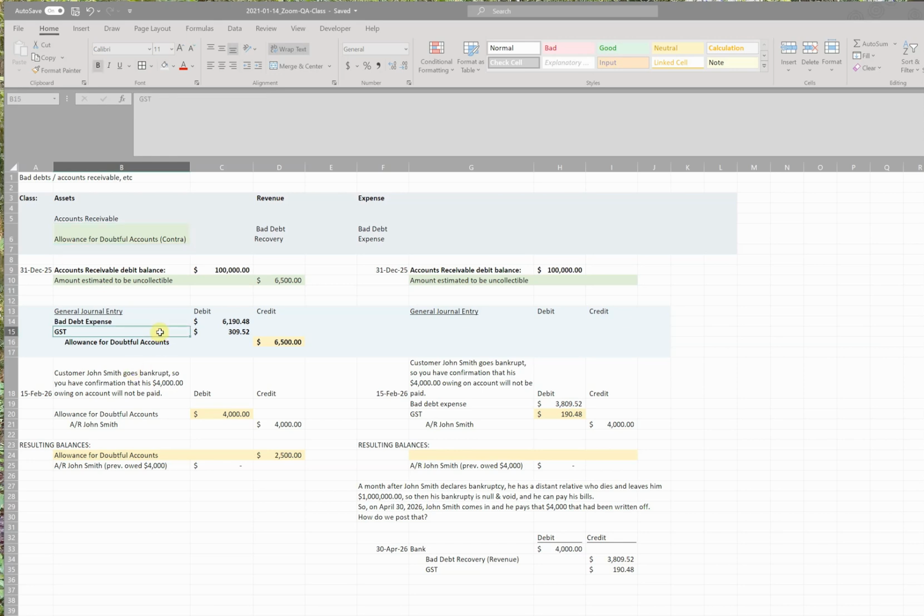And there are tax implications because on that original revenue, tax was charged and is sitting on those customers' accounts. So when they do an allowance for doubtful accounts transaction, there needs to be a debit to bad debt expense and a debit to GST. So you have to break out.